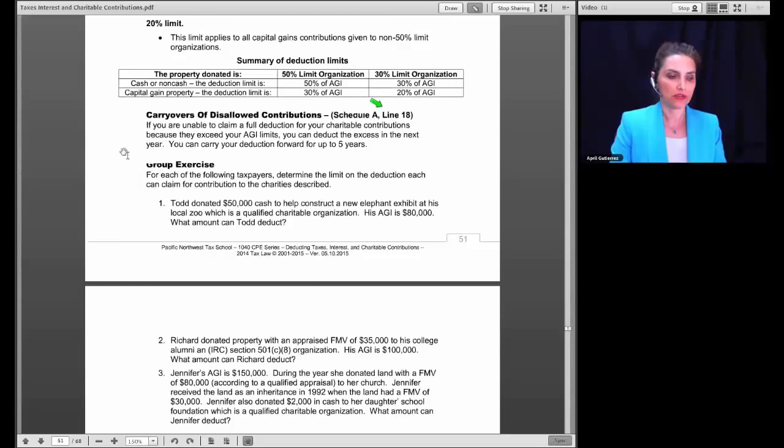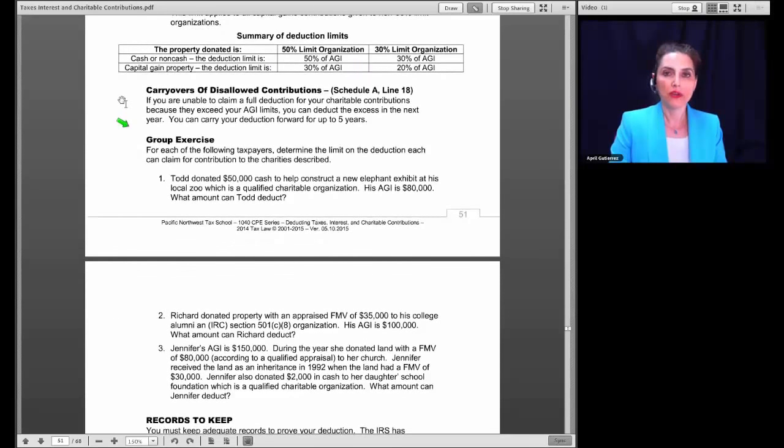If you made a contribution to charity that exceeds the limit based on your income, you will have a carry forward. And you will carry forward that deduction to the next year, and you can continue carrying it forward for up to 5 years.